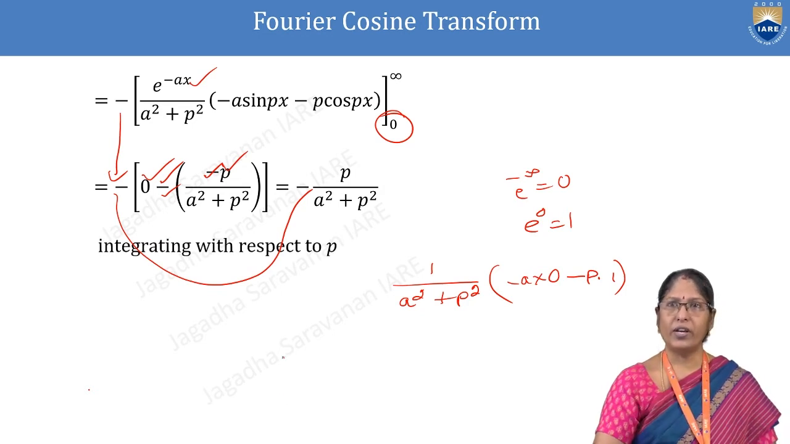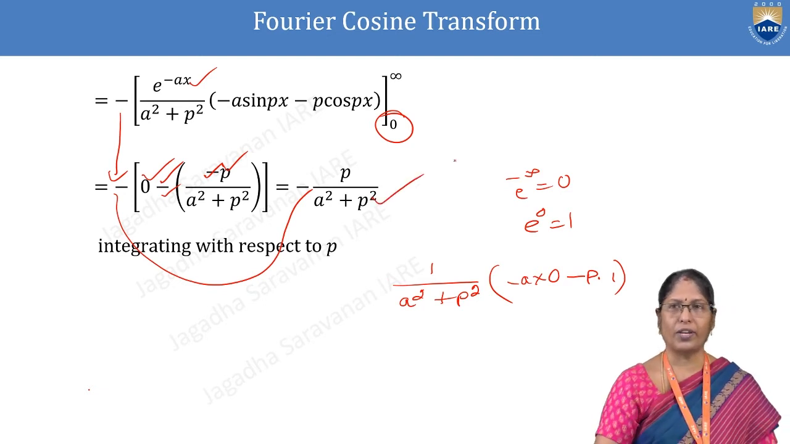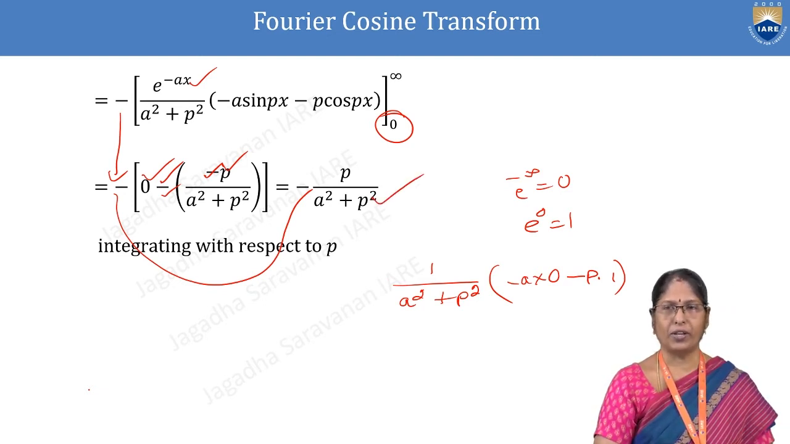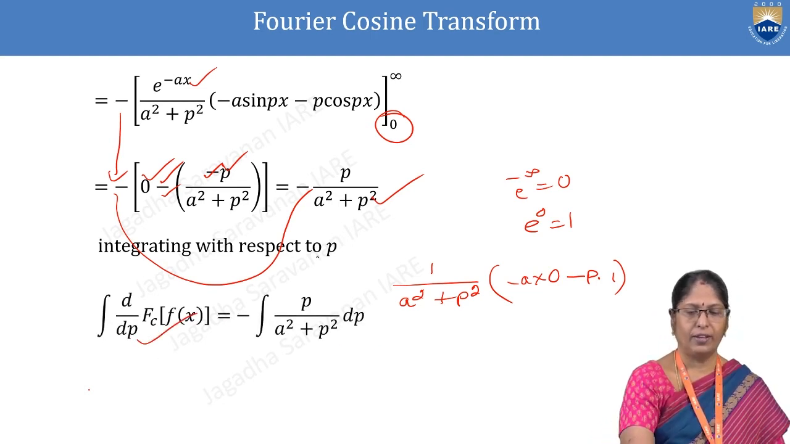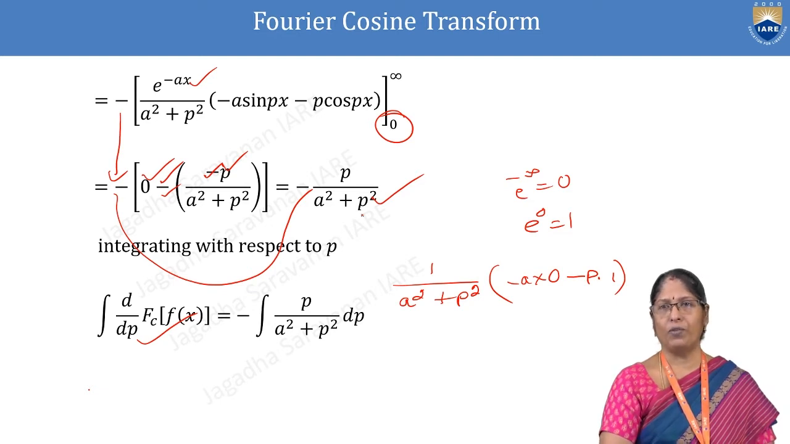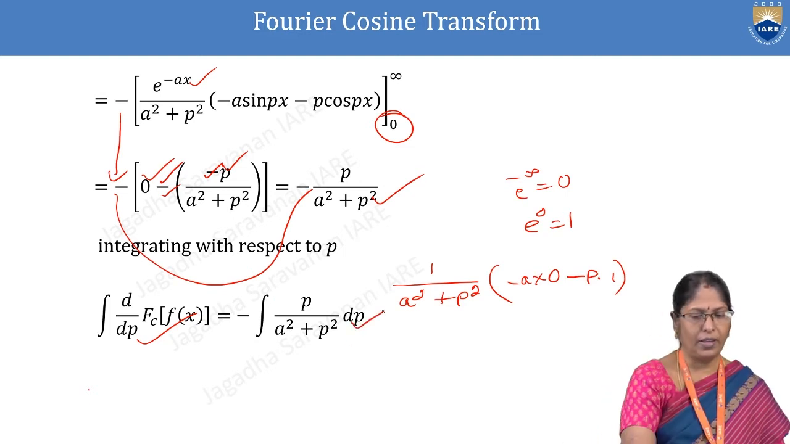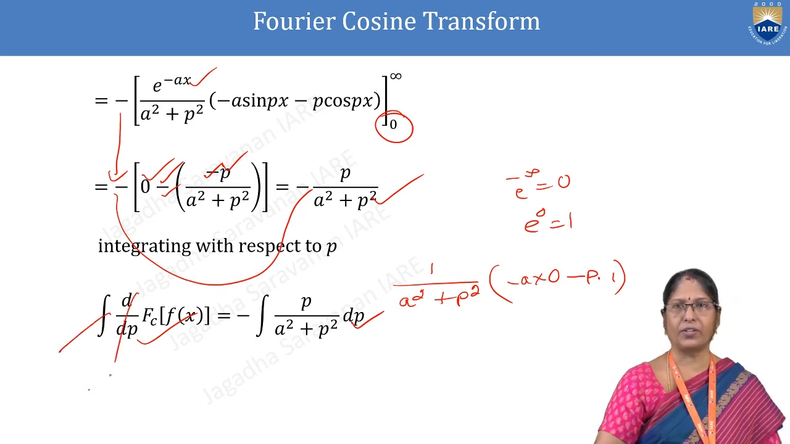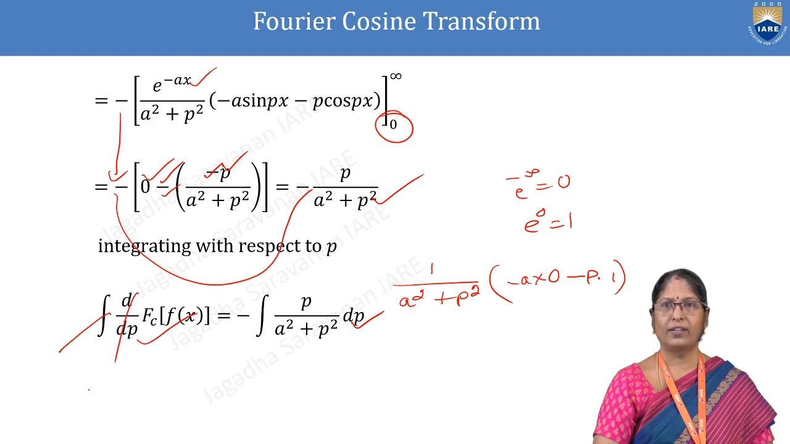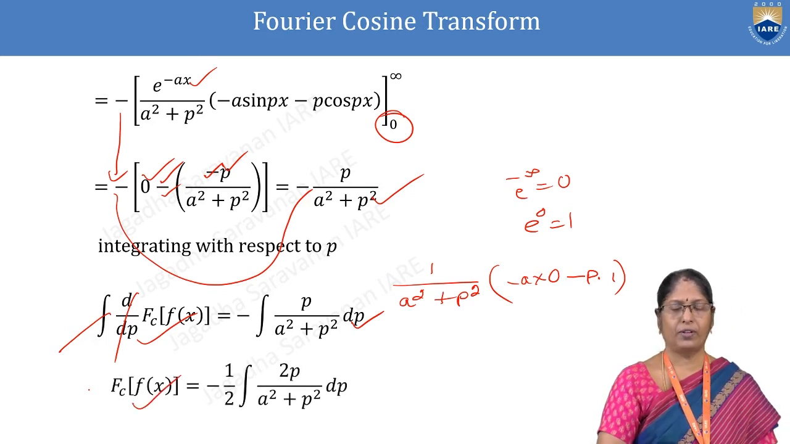Now integrating with respect to p. What is the result we got? We are going to do integration. So the left side, the integral: here, if you're noticing, on the left side, integral and differentiation are both getting cancelled. So the Fourier cosine transform is left.